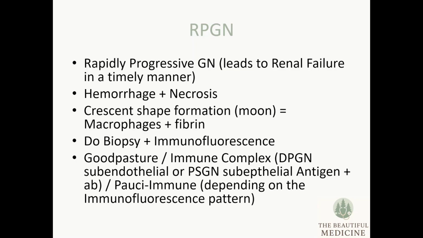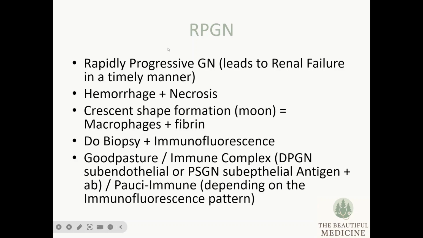And RPGN is just, how can I say it, like an upgrade of the nephritis. Maybe I'm not correct, but maybe I am. The thing is, it leads to renal failure. So if you don't treat it, you're in trouble, all right? So you have hemorrhage plus necrosis, and you can see those crescent-shaped formations, basically because of macrophages and fibrin deposits.